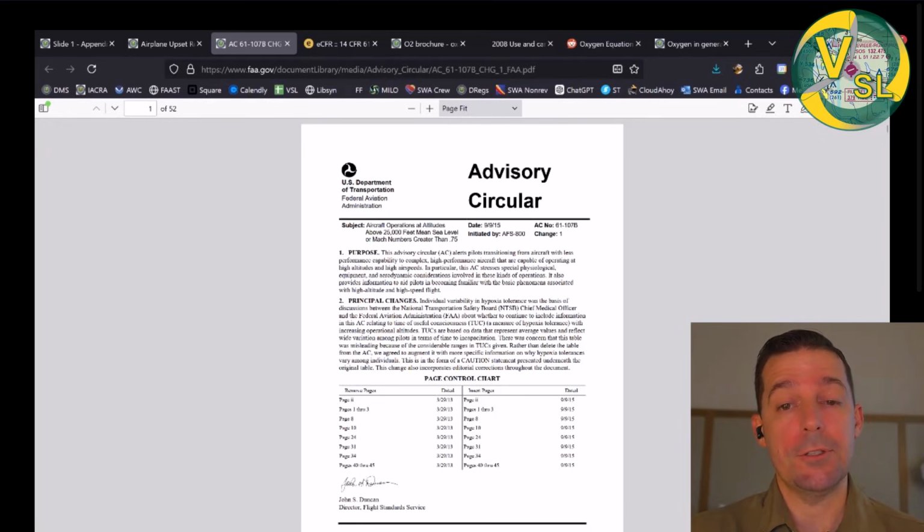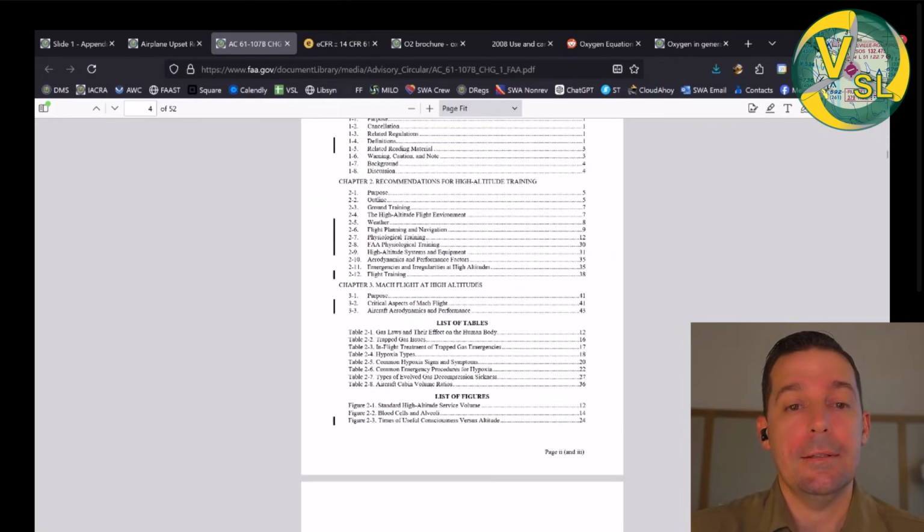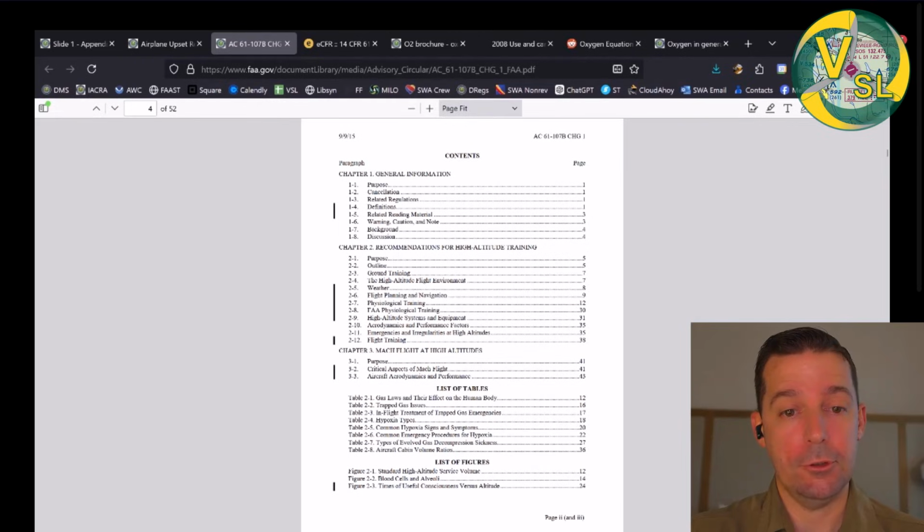This is Advisory Circular 61-107B. The links for this AC are in the podcast companion, so if you're watching live, you can open it up and follow along. The reason I like the layout is it has a ground training outline in Chapter 2, with recommendations for high altitude training. We're going to go through that line by line as a basic lesson plan of how I would teach this to a student. And if you want to self-educate on high altitude because your instructor didn't teach you enough, you can go through Chapter 2.